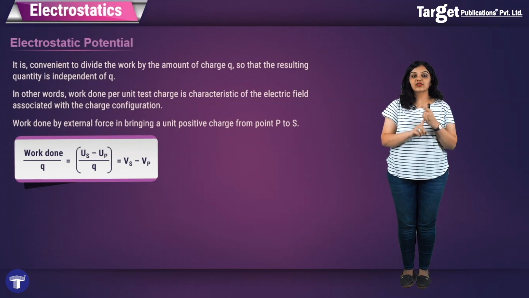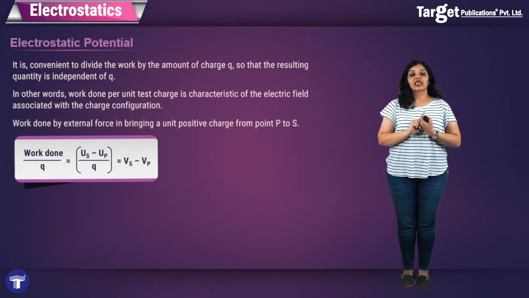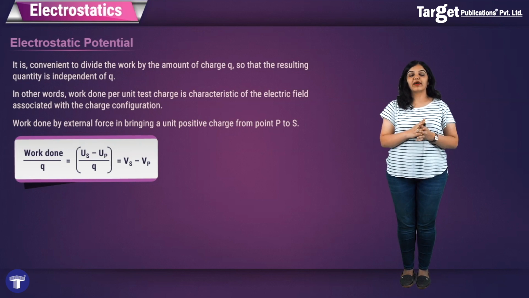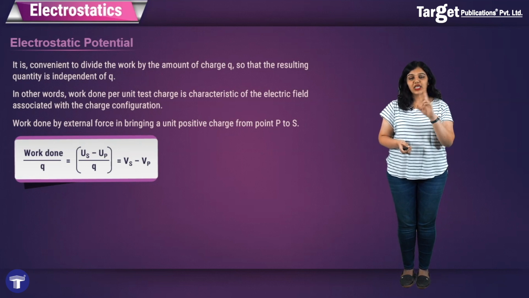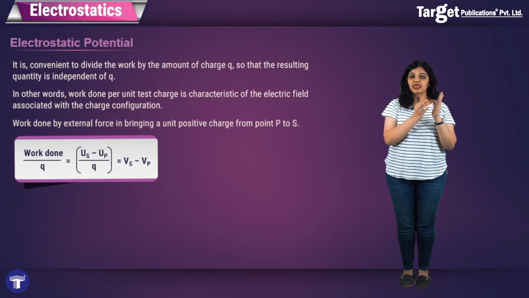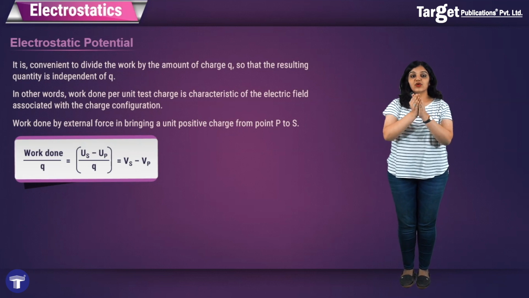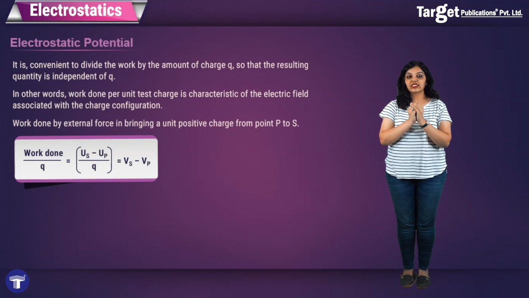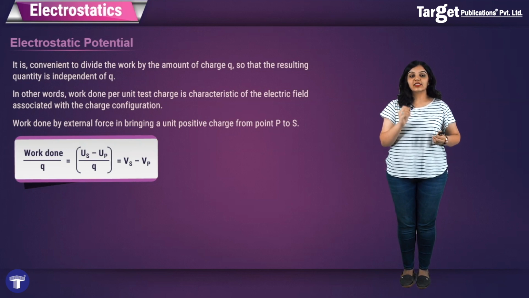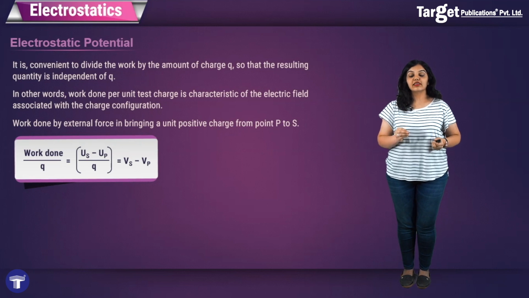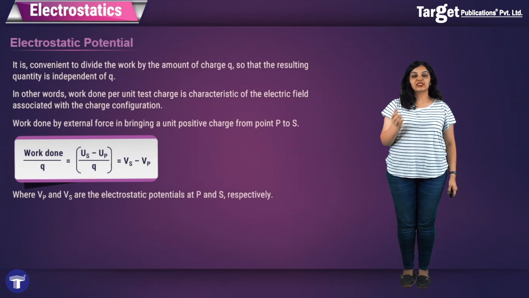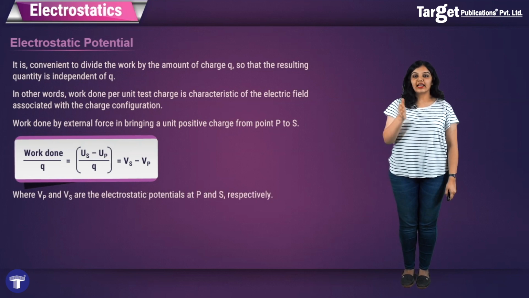So now you see electrostatic potential difference is work done by Q, which is what I've said, we've divided it by Q, and this is nothing but the change in potential energy. We've already seen work done is change in potential energy, so I've written US minus UP, but here I have divided it by Q to get the electrostatic potential. So US minus UP upon Q will be given to be Vs minus Vp, where Vs and Vp will be the electrostatic potentials at P and S respectively.